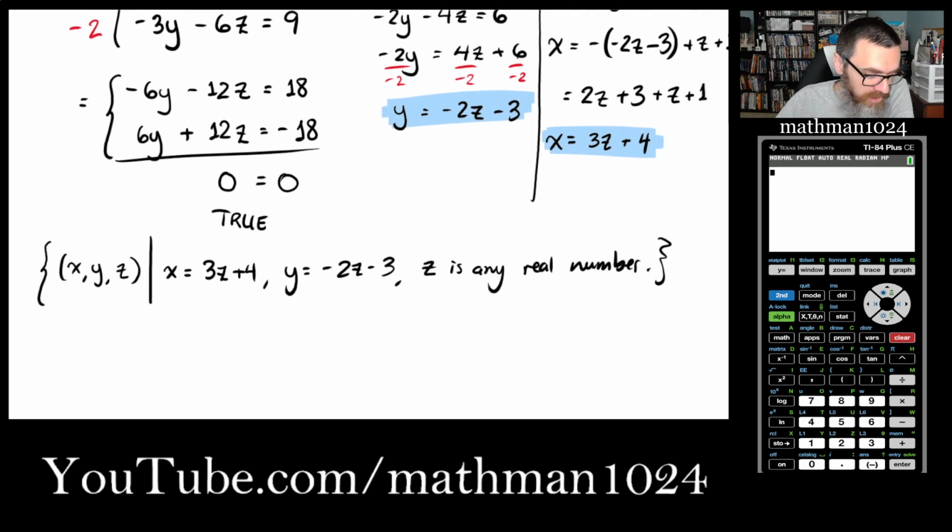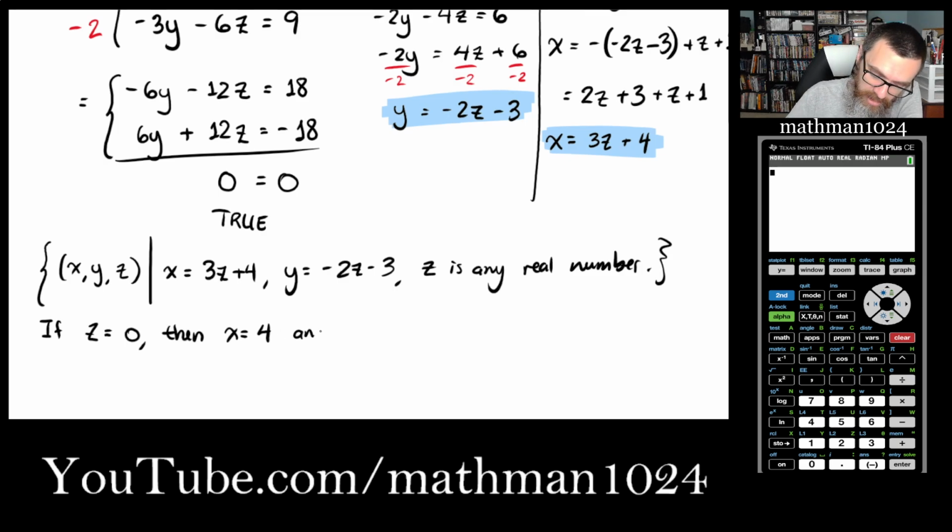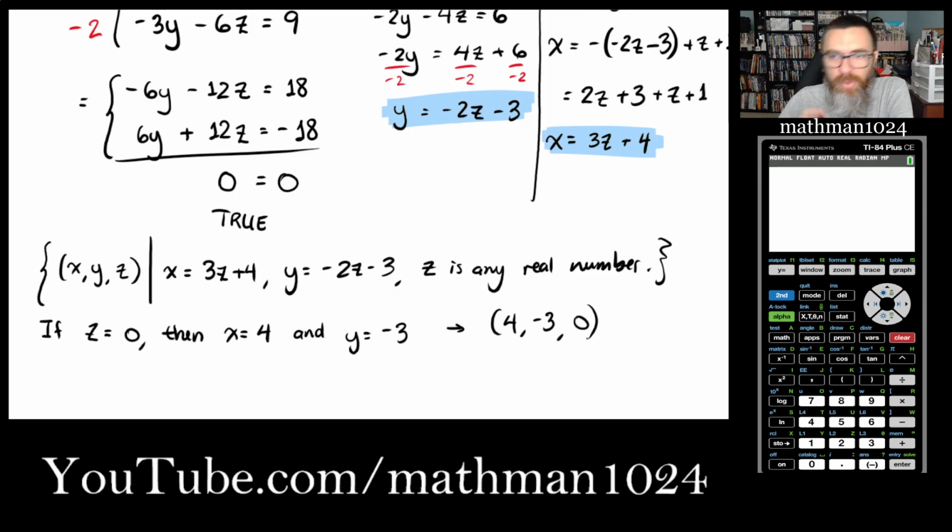So let's just pick something to make sure that we're not lying about anything, right? So if z were to equal, let's make it simple, if z were to equal 0, then x would equal positive 4 when you plug in 0 for z. And then y would equal negative 3. So you would have the ordered triplet 4, negative 3, 0. And if you were to substitute that into all of those original equations, everything would work out right. You could pick another one.